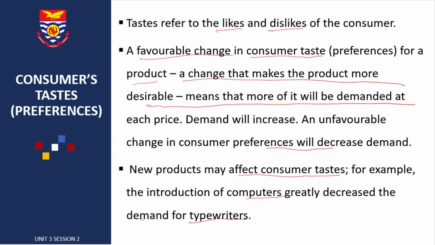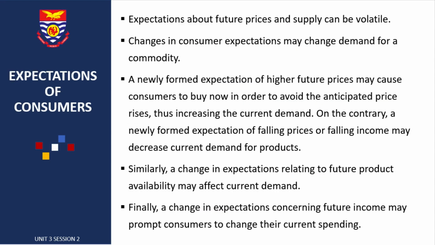Let's talk about expectations. Expectations about future prices. The focus is on future prices, and supply can be volatile. When we say something is volatile, it means it can change. It can go up, can come down, can go up like something like this. That's what we call volatile.